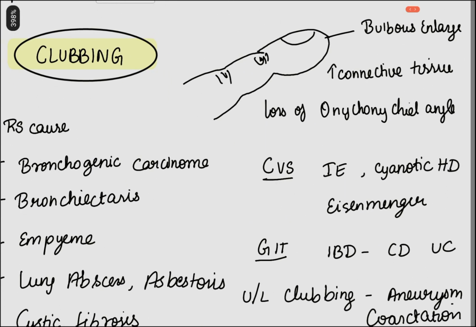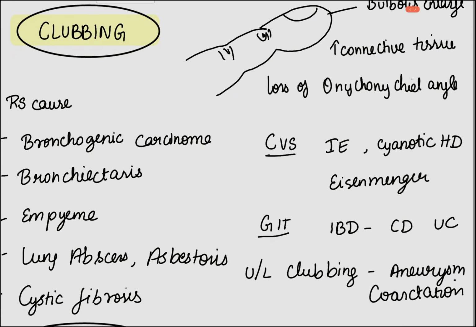Then clubbing. Clubbing is the bulbous enlargement. There is increase in connective tissue and there is loss of the onychonical angle. So when we look at the causes, we have respiratory causes such as bronchogenic carcinoma, bronchiectasis, empyema, lung abscess, asbestosis, cystic fibrosis. In CVS causes, we have infective endocarditis, cyanotic heart diseases, Eisenmenger. Then in GIT, we have inflammatory bowel disease, both Crohn's disease and ulcerative colitis. And the causes of unilateral clubbing are aneurysm and coarctation.